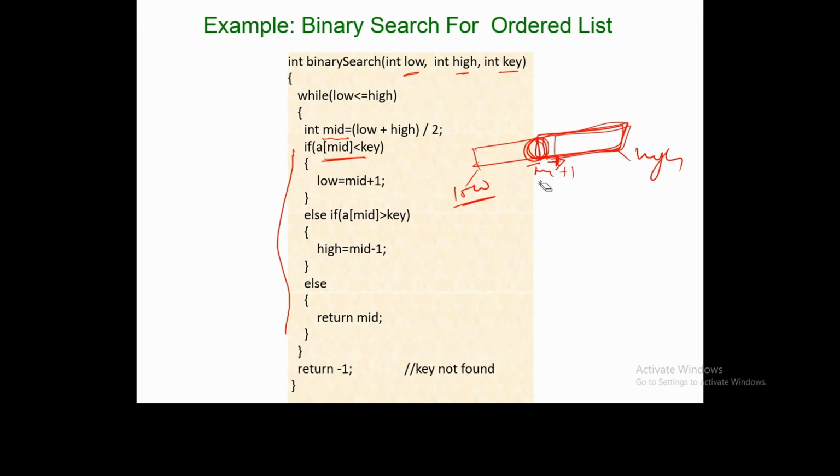But assume the number is not bigger, so it is smaller than the mid element, and then it will be in the first half. Then low will remain the same, and high will be modified. High will be mid minus 1, meaning we need to focus on the left half.